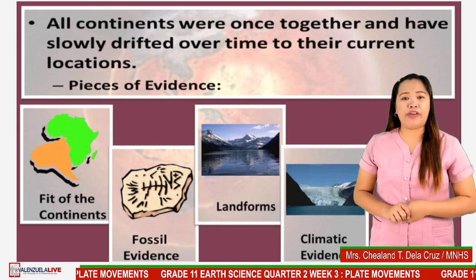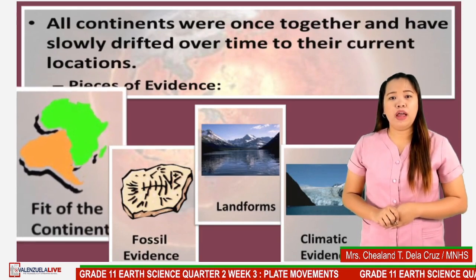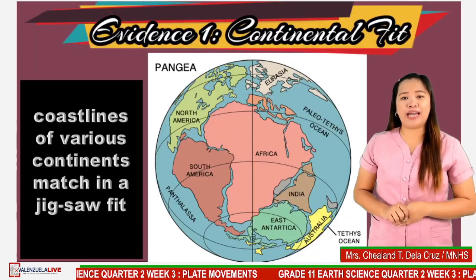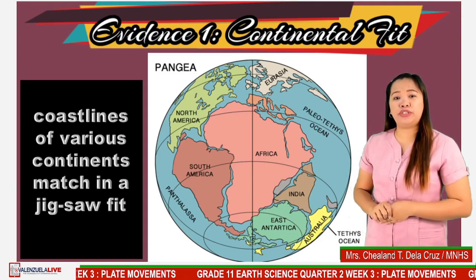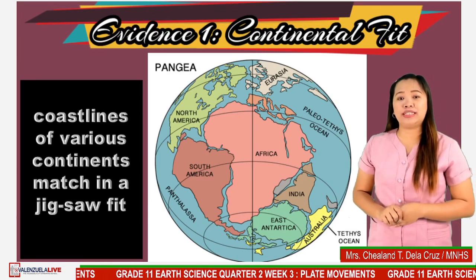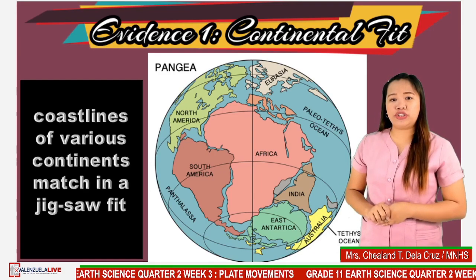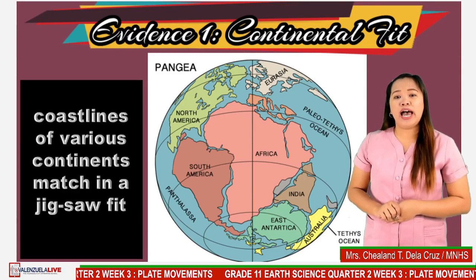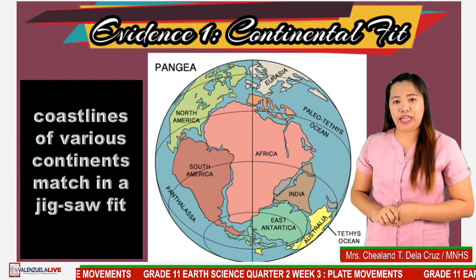The first piece of evidence he used was the fit of continents. According to him, coastlines of various continents match in a jigsaw fit. One good example of it is the observed similarity in outline of the coastlines of Eastern South America and West Africa. According to research, the best fit is obtained if the coastlines are matched at a depth of 1,000 meters below the current sea level.